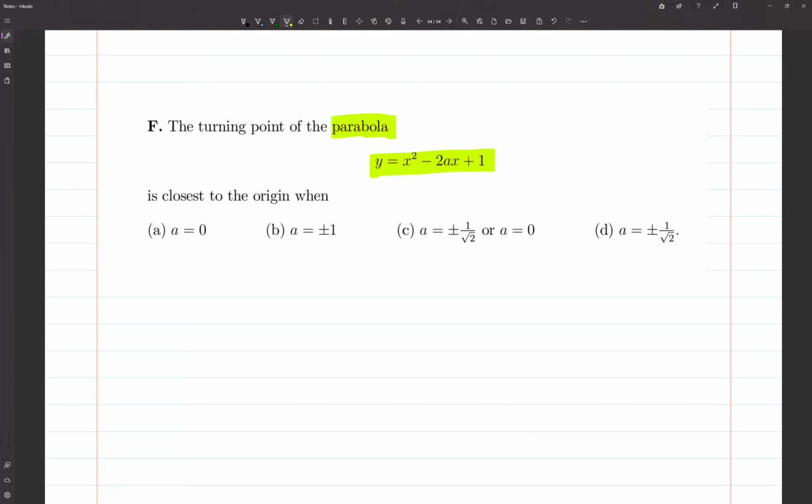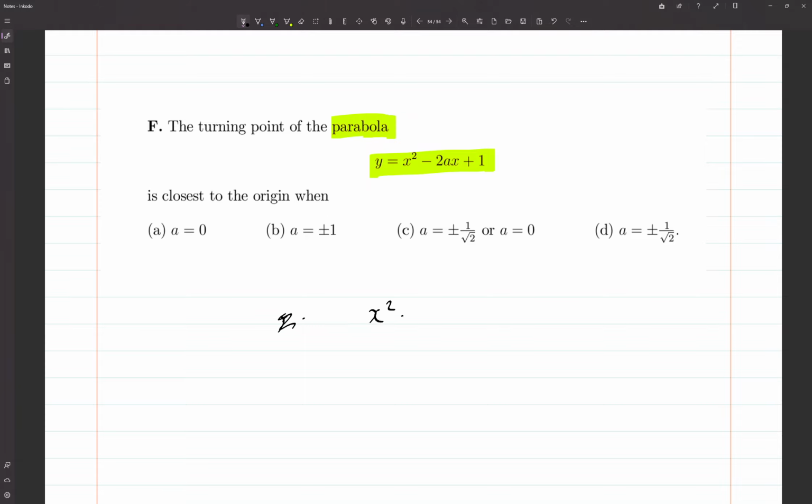It's x squared minus 2ax plus 1, right? So how would you guys think of doing this? The turning point of the parabola is closest to the origin when that is true. So the first thing you probably want to do is find the turning point. You can either differentiate it or just complete the square. Either way is fine.